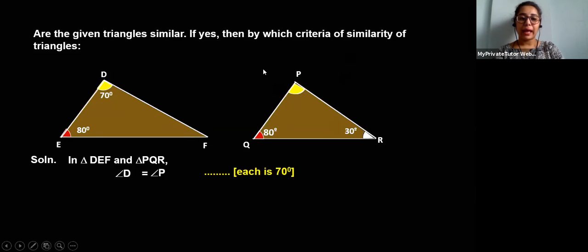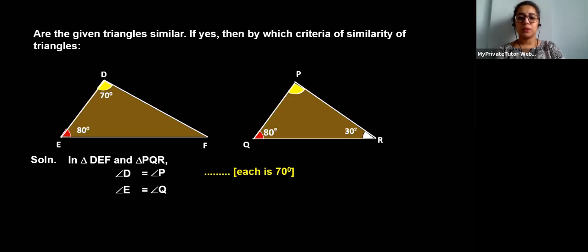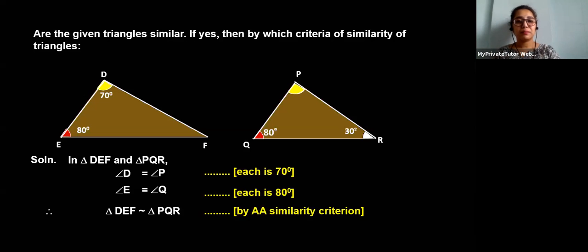Now let's look at angle E and angle Q. They are also equal. Why? Because each is 80 degrees. Now, if you observe carefully, we can also prove these triangles similar by AA. We have two angles equal, and this can be done right here itself. So they are similar by AA, done. Only two steps and you'll be done in this part.